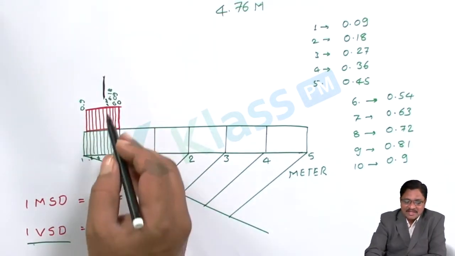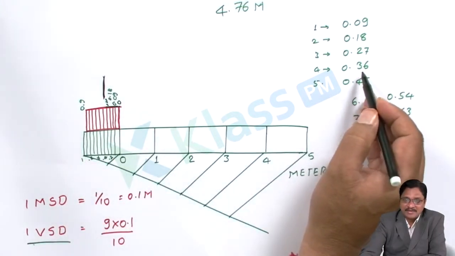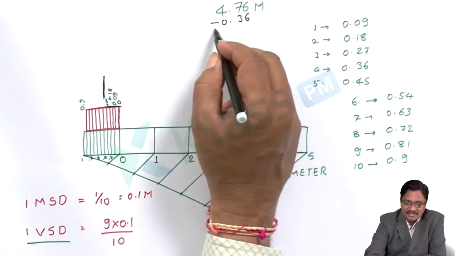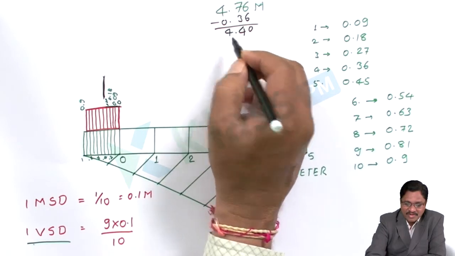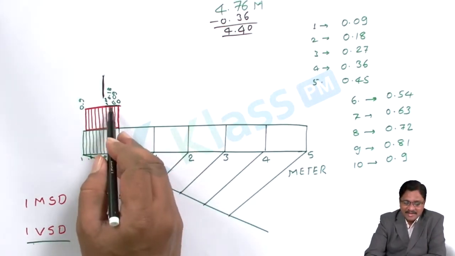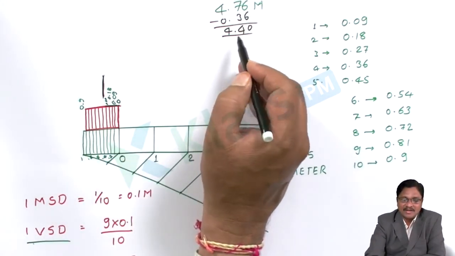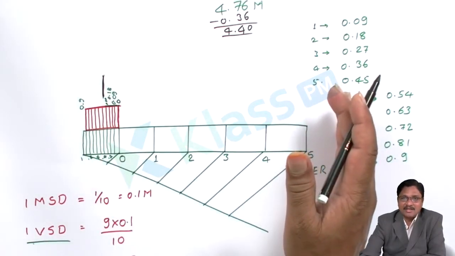When you are considering the fourth line, from here to here, what distance am I covering? 0.36 I am covering. So subtract the dimension: 0.36, 7 minus 3 is 4. 4.4 we are having. So then the remaining length: on the Vernier I covered 0.36 of the dimension. The remaining 4.40 has to be extended to the right side on the main scale.